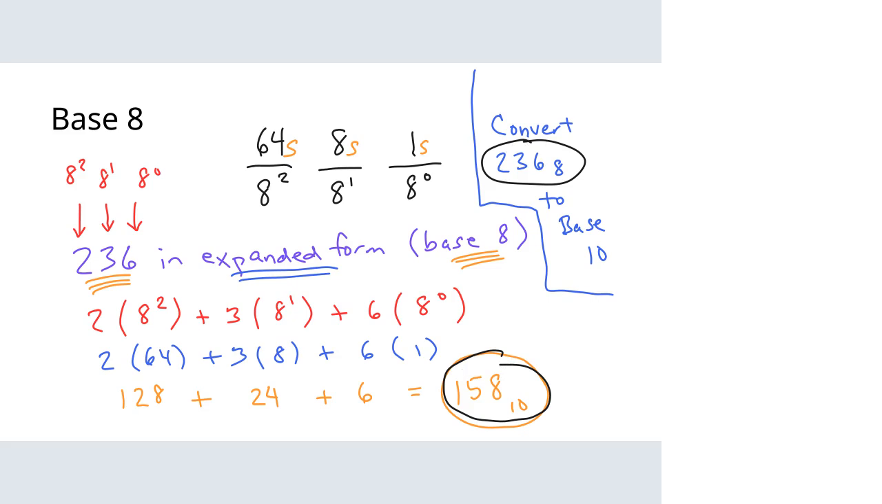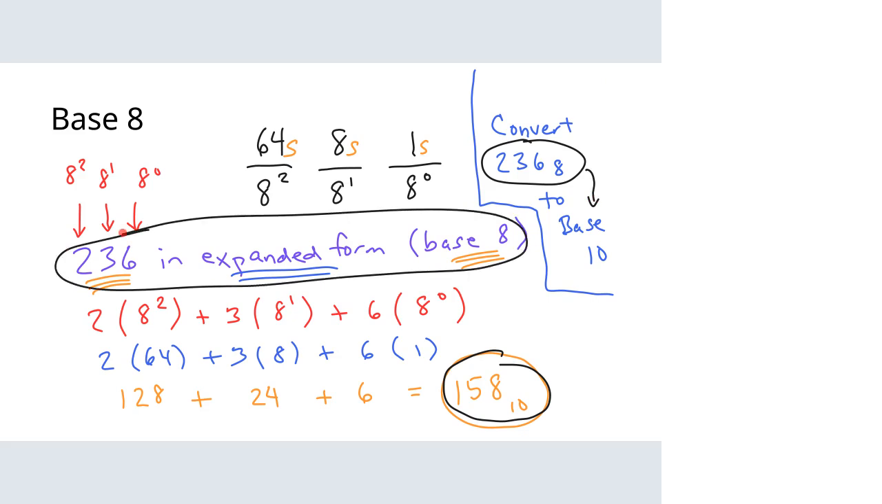So if we want to convert a number that's not base 10 into base 10, the way we're going to do that is write it in expanded form and then simplify. Are there any questions about that before I have you try one? Fantastic, here goes.